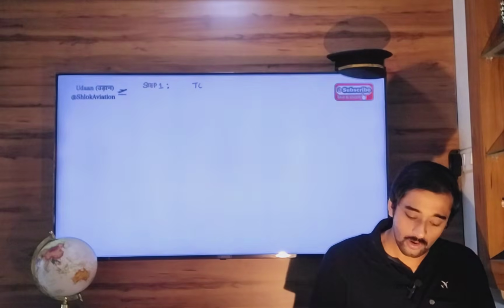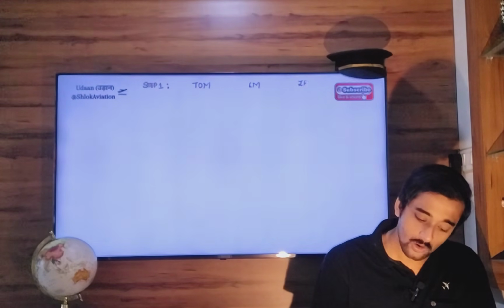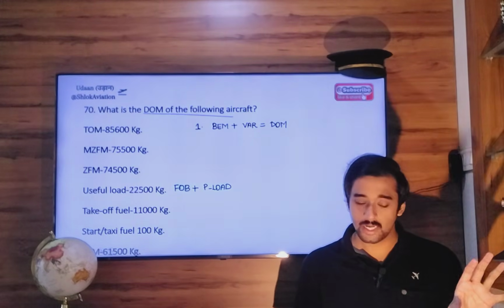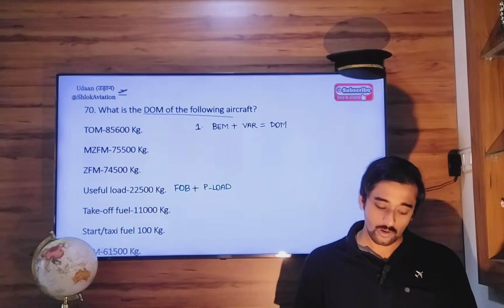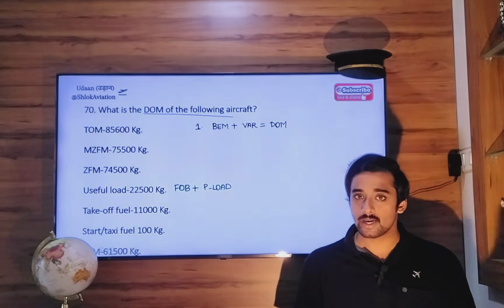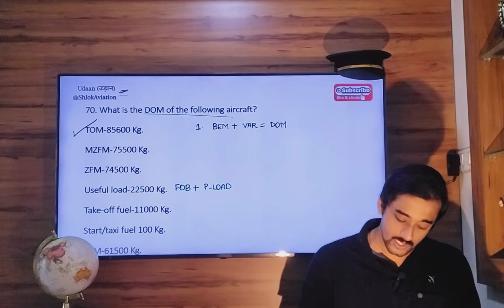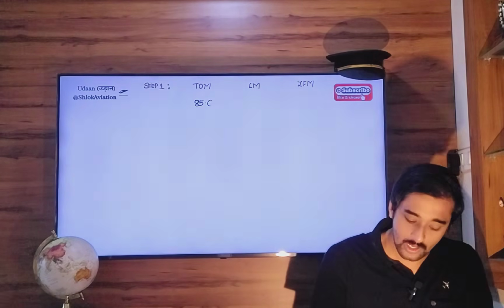In step 1, you are going to make three columns, one for takeoff, the second one for landing, and the third one for zero fuel mass. In the takeoff mass column, you write the lower of performance limited takeoff mass and maximum structural takeoff mass. We do not have two different types of takeoff masses here. Only one takeoff mass is given. Let's use that, 85,600. So let's write 85.6.